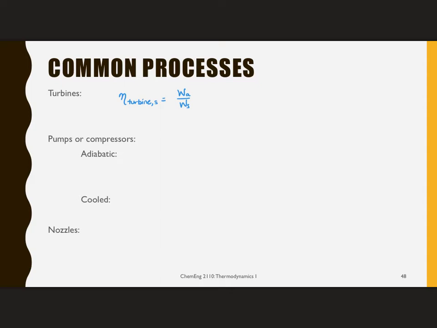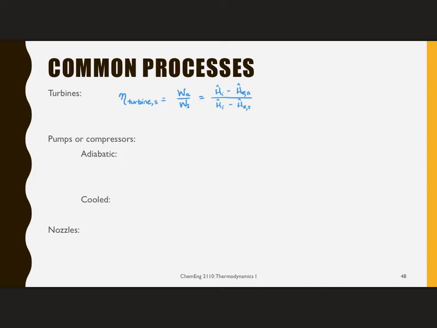Or we can say, based on a first law balance for no changes in kinetic and potential energy, that this is the ratio of the difference between the inlet enthalpy and the actual exit enthalpy compared to the inlet enthalpy and the ideal exit enthalpy. So we're starting with the same feed material. We're going to imagine that we ran this turbine reversibly, and then we'll use that and compare to what we get in reality. So A is the real exit state. S is the ideal reversible and adiabatic exit state.